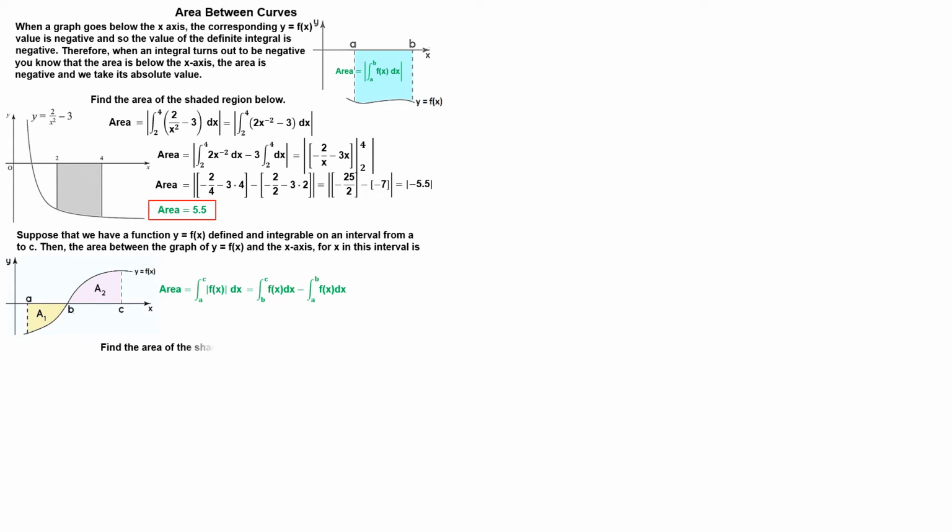Find the area of the shaded region below. To find the shaded area, we split the definite integral into two parts. Then evaluate each integral separately and sum them up. Pay attention.